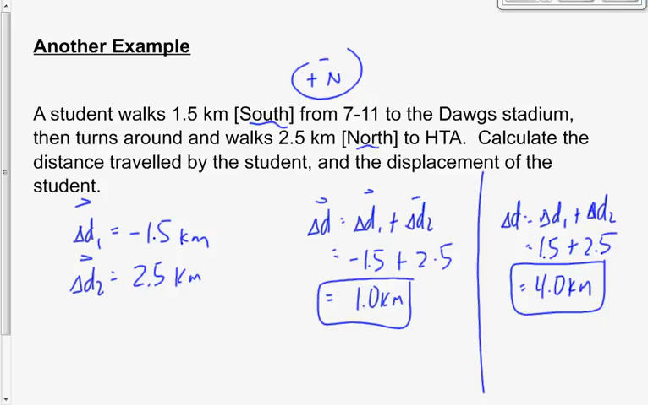Okay, if I'm wearing my pedometer or if I'm wearing my GPS running watch and I go 1.5 kilometers from 7-Eleven to the dog stadium and then 2.5 kilometers back to HTA, what does my little watch say? It says I've gone 4 kilometers. It's measuring distance, right? If I want my displacement, it's only 1 because I'm only 1 kilometer north of where I started. But if I want distance traveled, then it's 4 kilometers. Good.